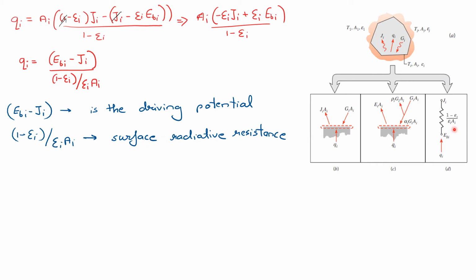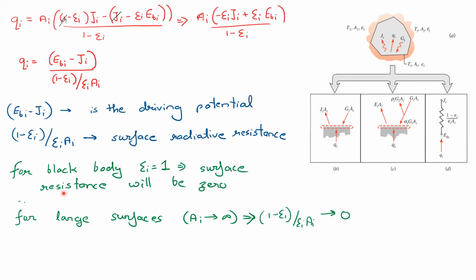Remember, it's the surface radiative resistance, not the thermal. So it's a bit different from thermal resistance, and we have two types of resistance here as well. This is the first type, the surface radiative resistance. If we have a black body, our epsilon will be 1, so our resistance will go to 0. That means there will be no surface radiative resistance offered if you have a black body.